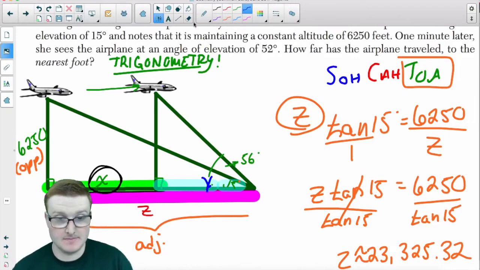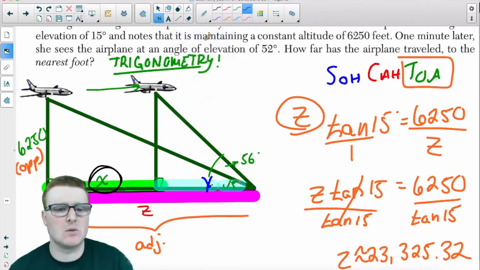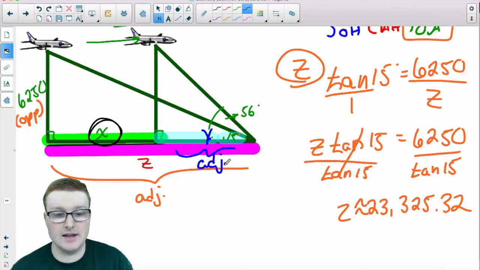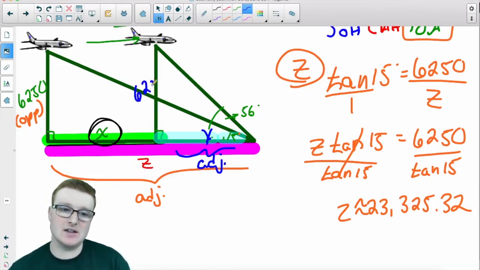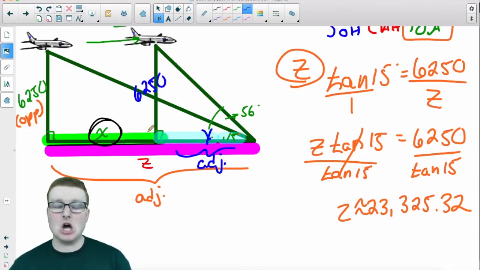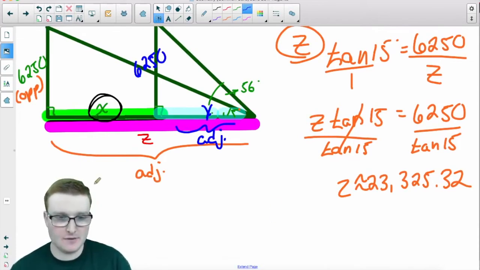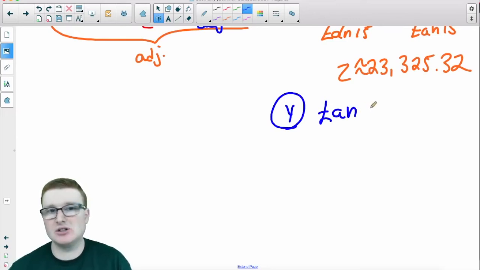All right, so let's go ahead and do that. Sorry for my sloppy handwriting and my highlighting business. That's not working right. Okay, I don't know why that's not working. Whatever. All right, so again, we're using tangent, opposite, adjacent. Adjacent side is actually this now, the little guy. And this side is still 6,250 feet because it's maintaining its altitude. Okay, so let's go ahead and solve for y. So we're using tangent still. So now it's just a different degree measure.